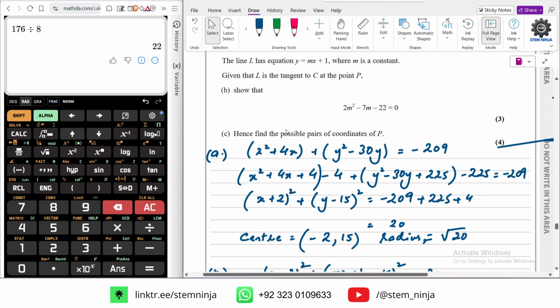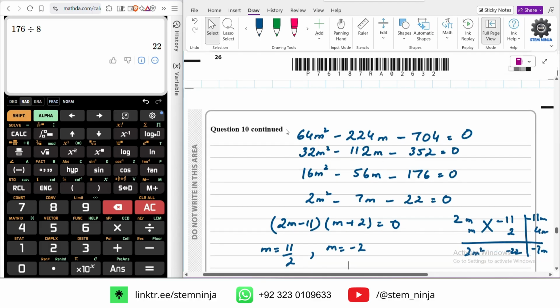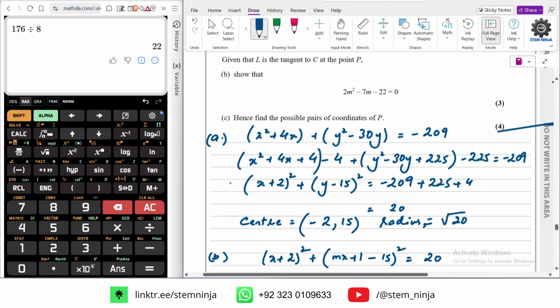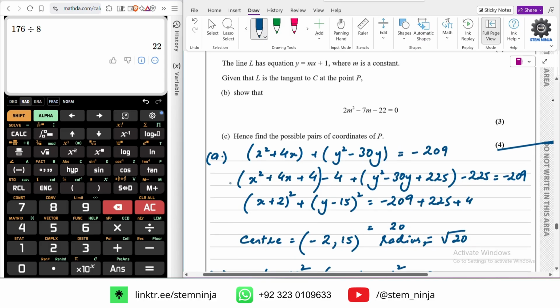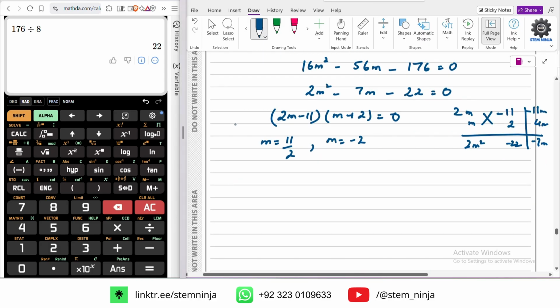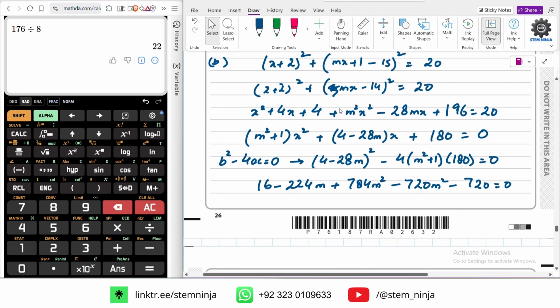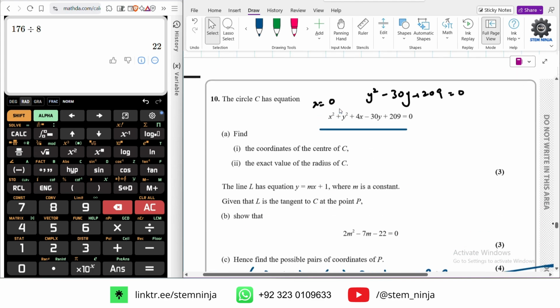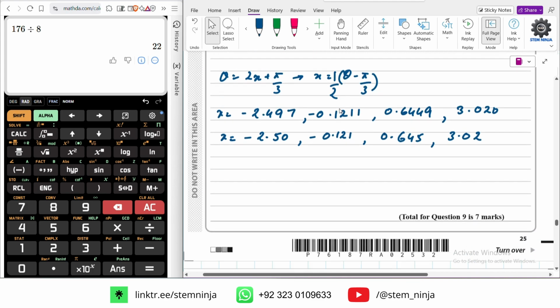Oh, we also did the b part. So over here was the ending of the b part. Now after that was to find the possible pairs of points P. Okay, so the c part started over here. So M is this. We need to use M, which is this.